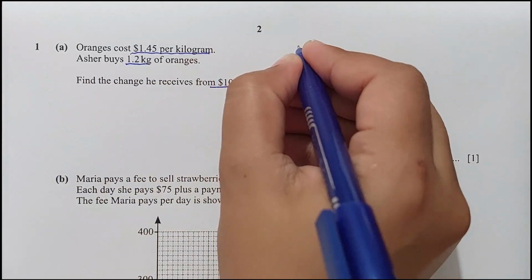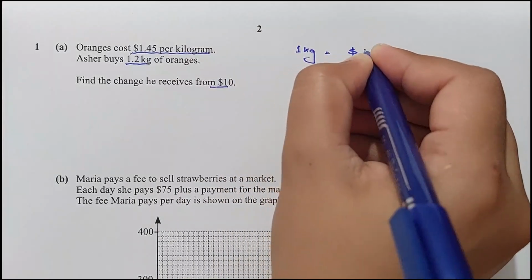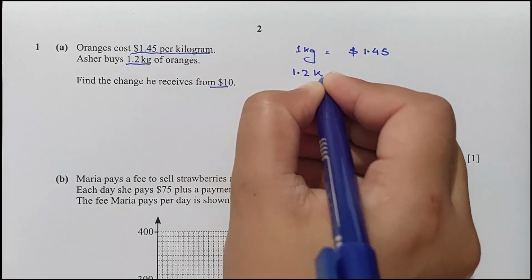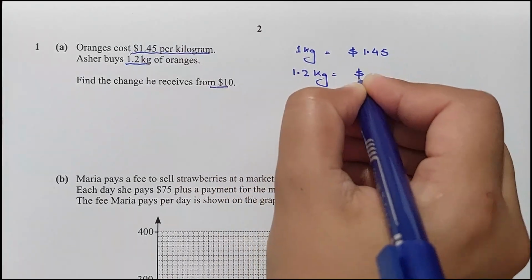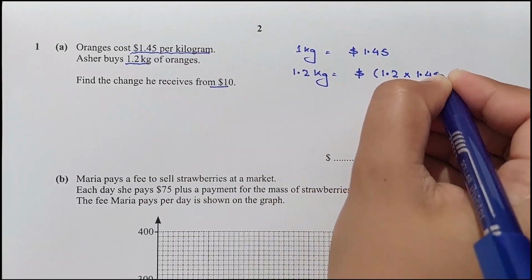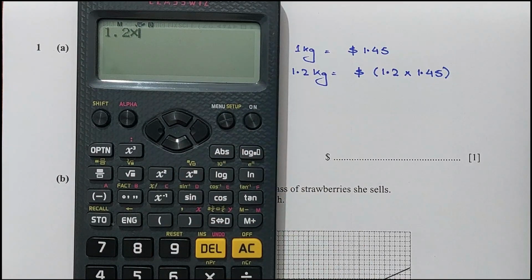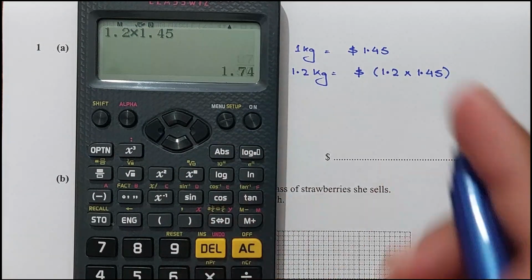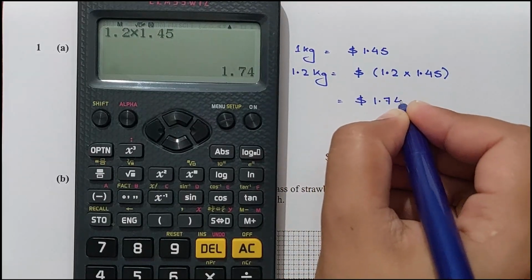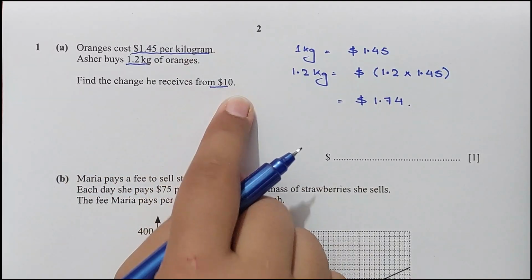Okay, so for 1 kilogram of oranges, the cost is $1.45. What about 1.2 kilograms of oranges? The cost is going to be 1.2 times 1.45. That would be the cost in terms of dollars. 1.2 times 1.45 is 1.74. Right. Now we have to find the change he received from $10.